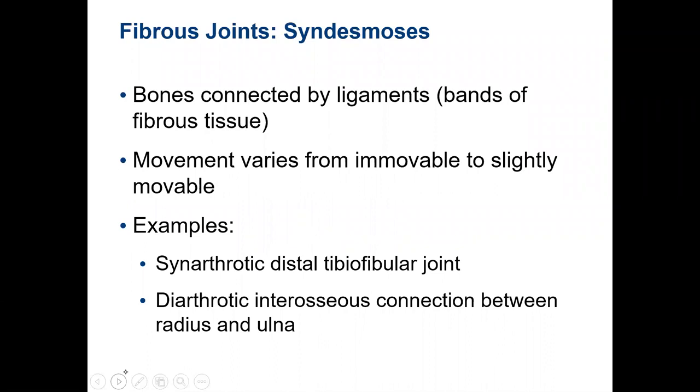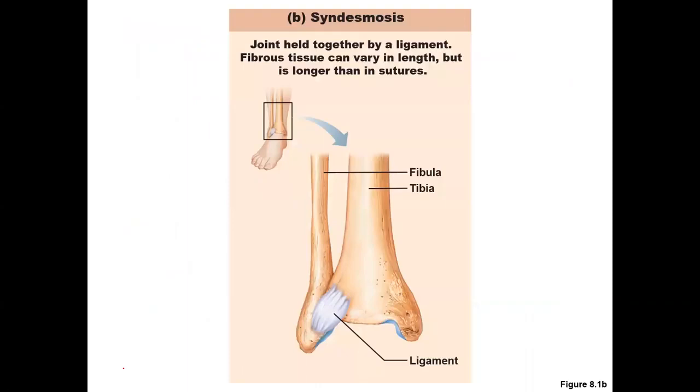A syndesmosis is when bones are connected by ligaments. Now, a ligament is fibrous connective tissue that holds one bone to another. Not to be confused with a tendon, which holds a muscle to a bone. A syndesmosis can be slightly movable or completely immovable. So here is the distal tibiofibular joint. That's a synarthrosis. That doesn't move.